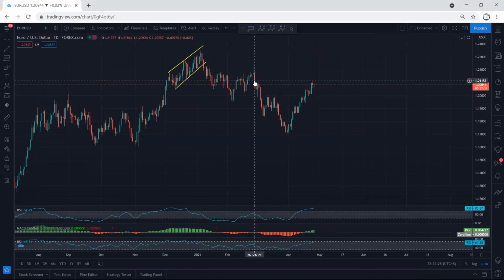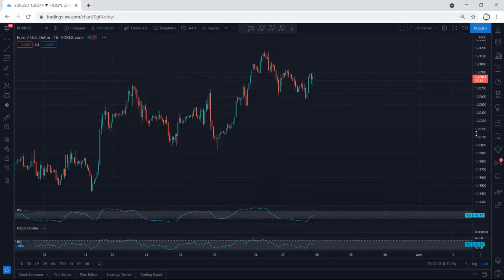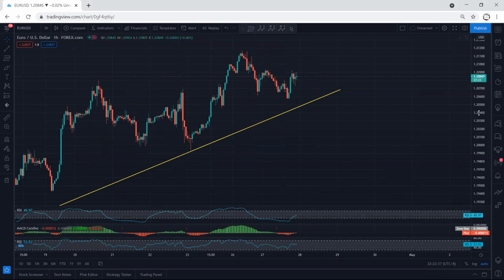As we can see the price, we want to see whether it can break 1.21, and we want to see the continuation. In this case, we move to lower time frame, we move to 1 hour chart. Now we want to see how we can look for trade.